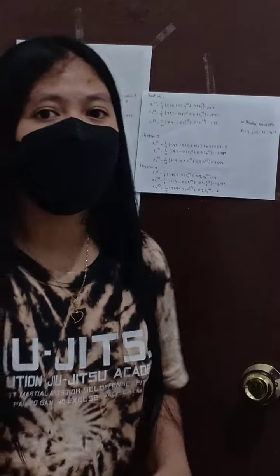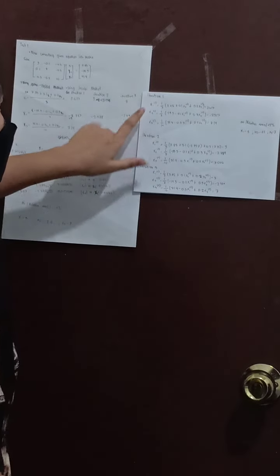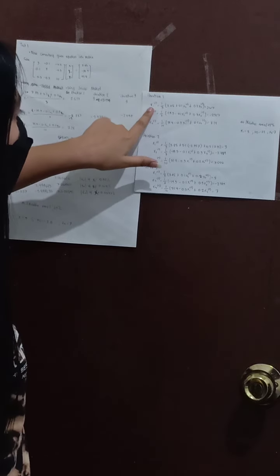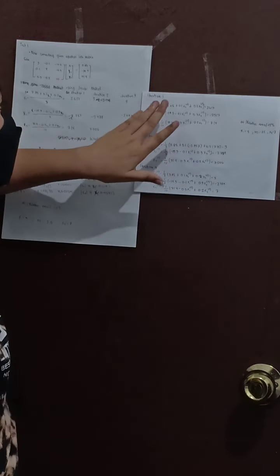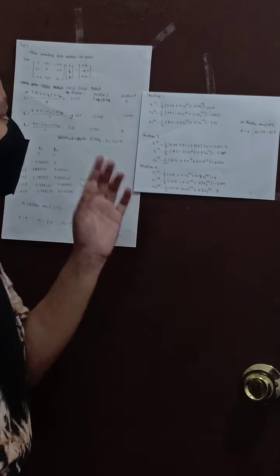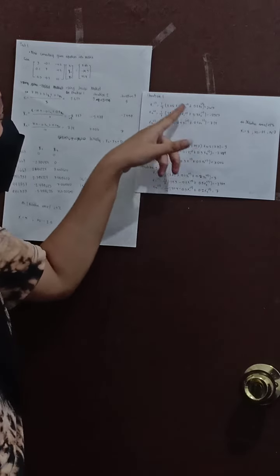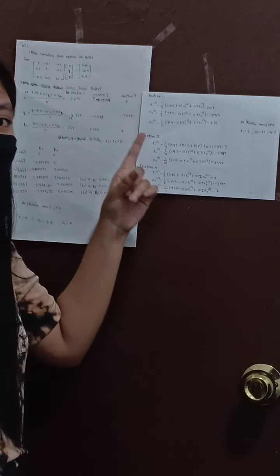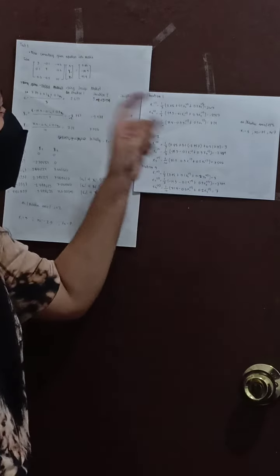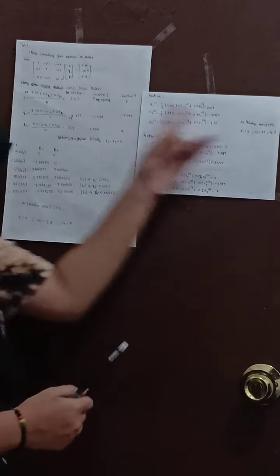So here will be the solution for each of iterations 1, 2, and 3. For iteration 1, x1 equals 1 over 3 times 7.85 plus 0.1 x2 plus 0.2 x3, which equals 2.613. So that would be the answer for the iteration.